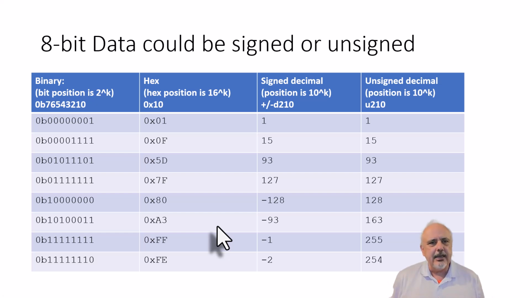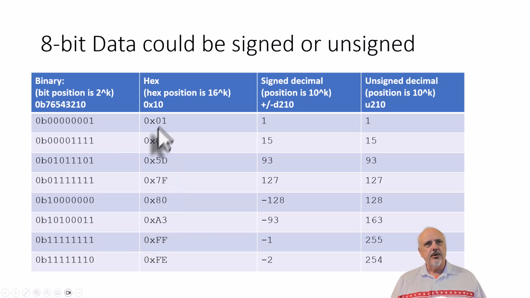So let's take a look at 8-bit data. It could be signed or it could be unsigned. If you're given a sequence of bits and the corresponding hex equivalents, that same data could be signed or it could be unsigned. Now, if we look at our 5D, it gives us a 93 for signed, but it's also within the same unsigned type of area.